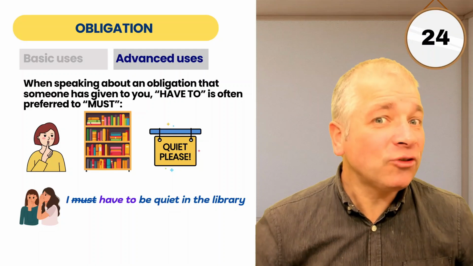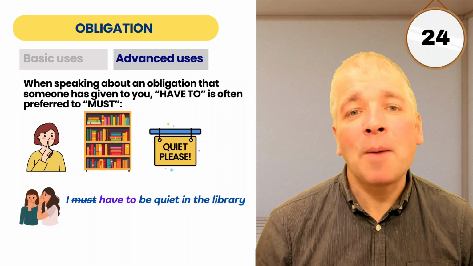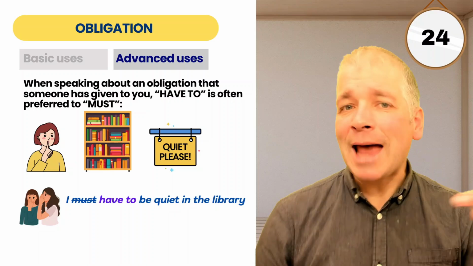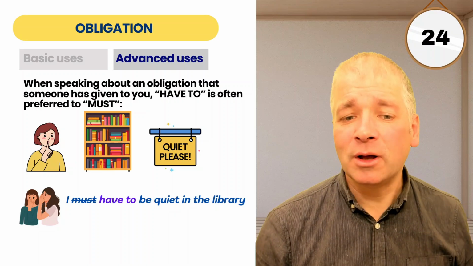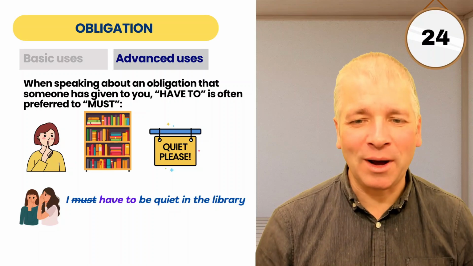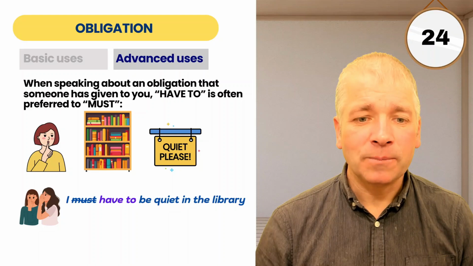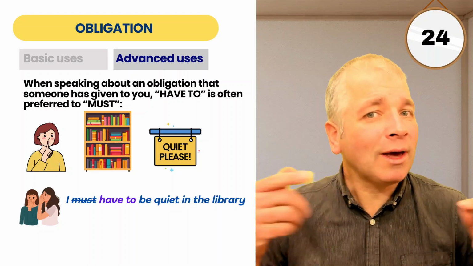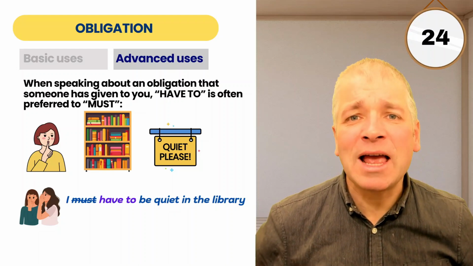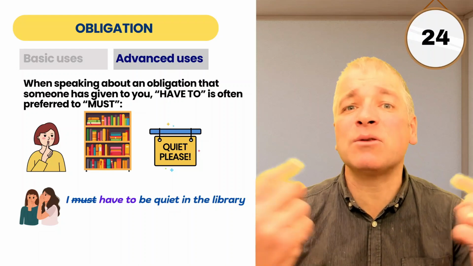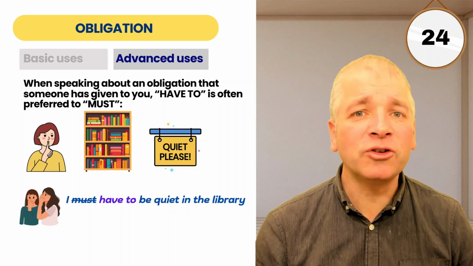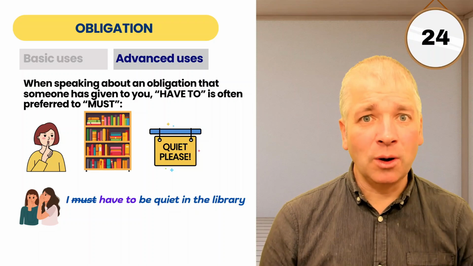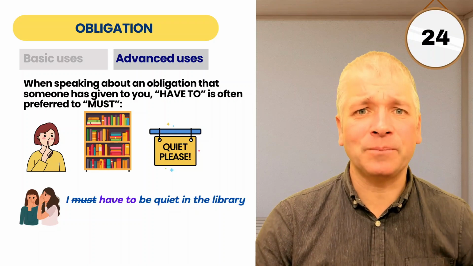So here you're reporting the rule to someone else. The librarian has given you the rule, you must be quiet. Now you're reporting it to your friend. I have to be quiet in the library. We wouldn't normally say, I must be quiet in the library. You can, but it doesn't convey this sense that someone has told you and you are reporting a rule that's been given to you. And when you're reporting a rule that's been given to you, have to is better.